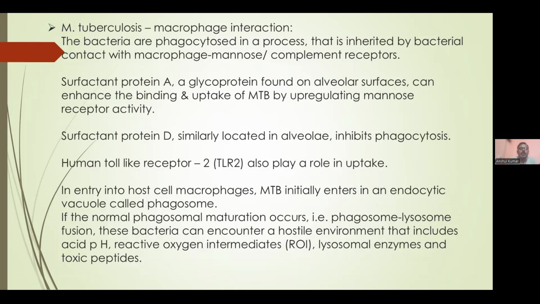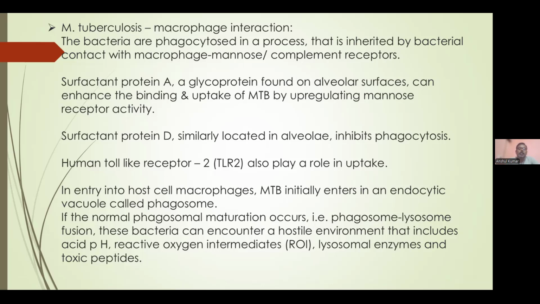Mycobacterium tuberculosis and macrophage interaction. The bacteria are phagocytosed, a process characteristic of a macrophage, and this is initiated by bacterial contact with macrophage complement receptors. Then second comes surfactant protein A, a glycoprotein found on the alveolar surface, which can enhance the binding and uptake of MTB by upregulating mannose receptor activity. Surfactant protein D, similarly located in alveoli, inhibits phagocytosis.